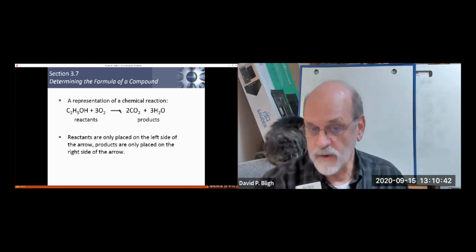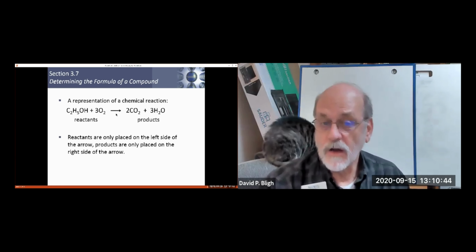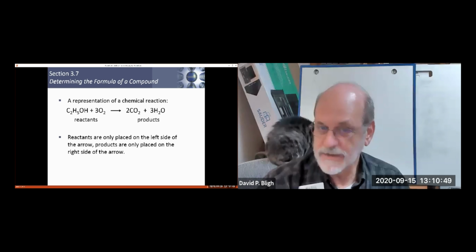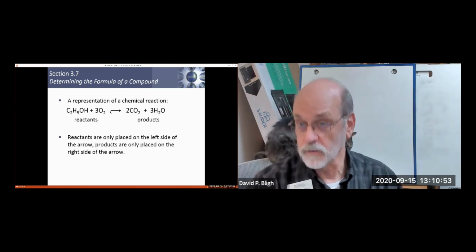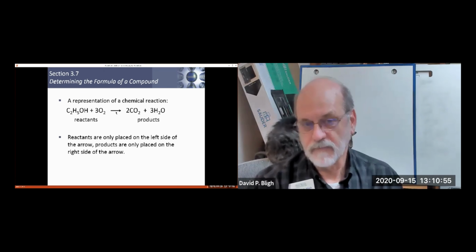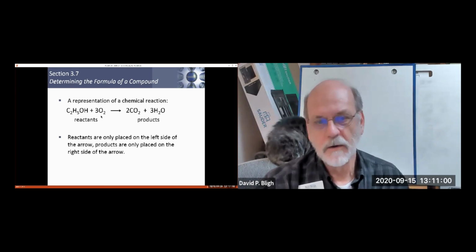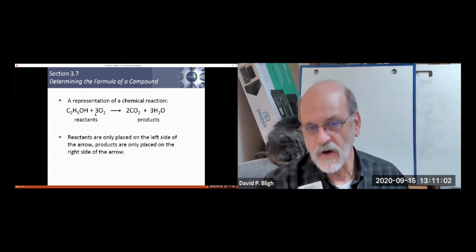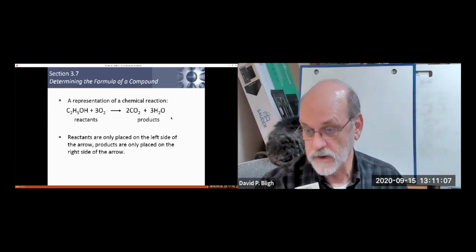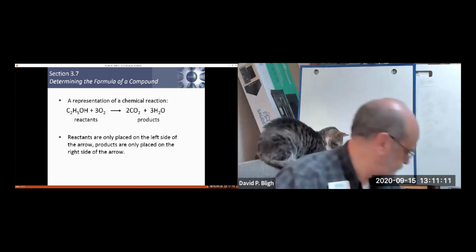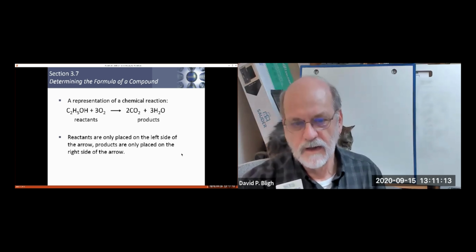And then you have an arrow in between. Now later on, we'll use a double-headed arrow because in fact, reactions theoretically can go in reverse. In this case, we're showing you a single-headed arrow, and we're taking this ethanol combusted in oxygen to carbon dioxide and water. That's the end of the story, for simplicity's sake. All right.